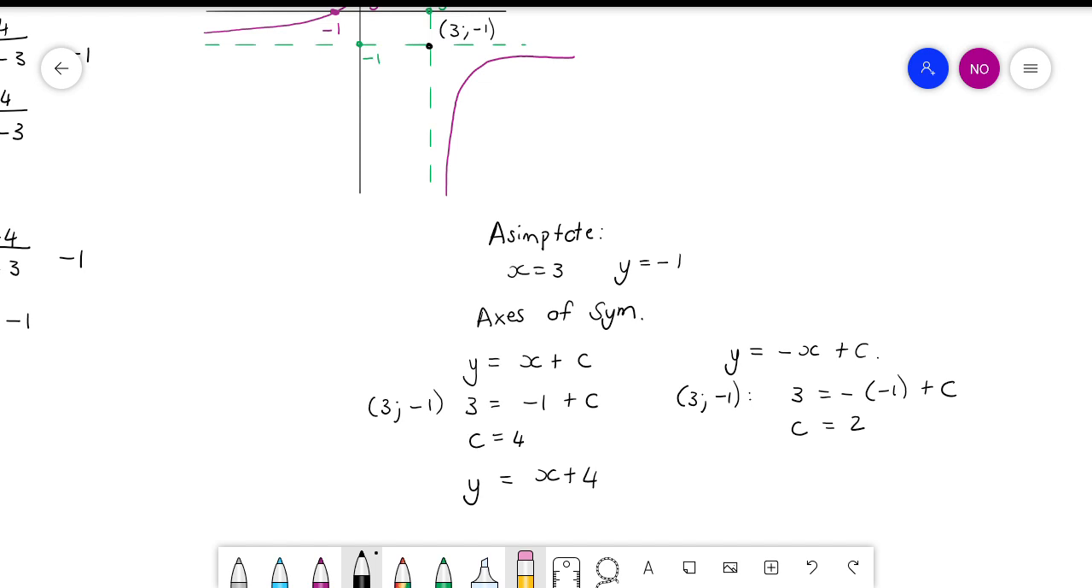Did I what? Oh, I substituted the wrong way around. Thanks.